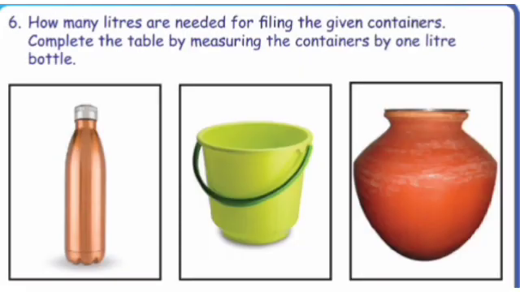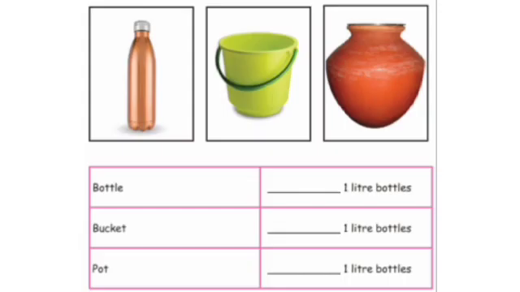Children, next one, how many liters are needed for filling the given containers? Complete the table by measuring the containers with a 1 liter bottle. Children, we have to find the capacity of water held in the bottle, bucket and pot in liters. We can use a 1 liter water bottle to find the capacity of the water bottle, bucket and pot.